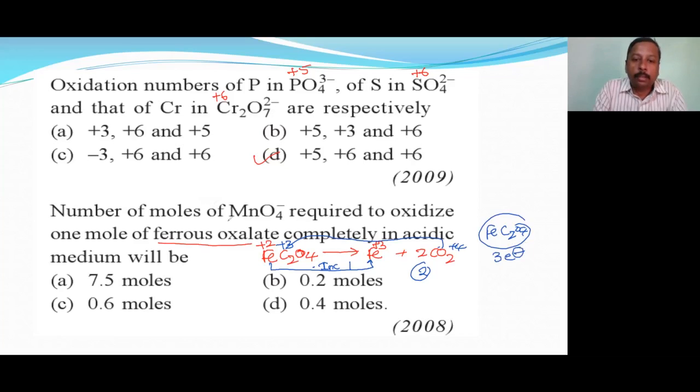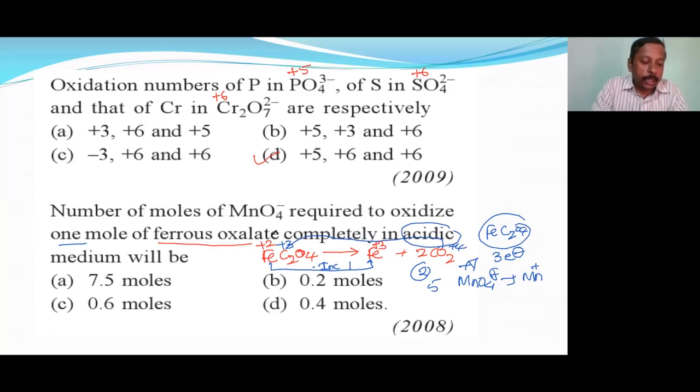How many electrons? 3 electrons. Now, when you check the moles required to oxidize 1 mole of it, in acidic medium, in which medium? In acidic medium, MnO4 minus converts itself to Mn+2. So +7 to +2, therefore 5. Okay. So 5, and what is required is ferrous to ferric.